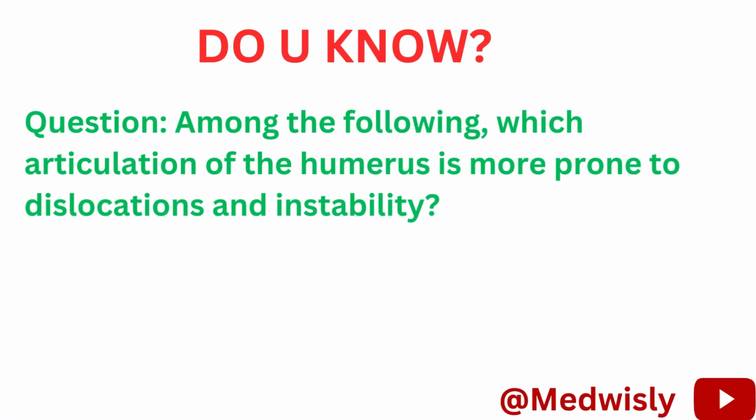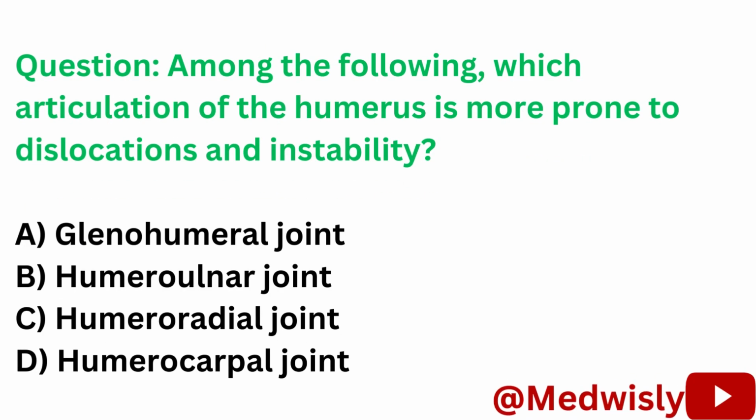musculocutaneous nerve. Among the following, which articulation of the humerus is more prone to dislocations and instability? A. Glenohumeral joint. B. Humeroulnar joint. C. Humeroradial joint. D. Humerocarpal joint.